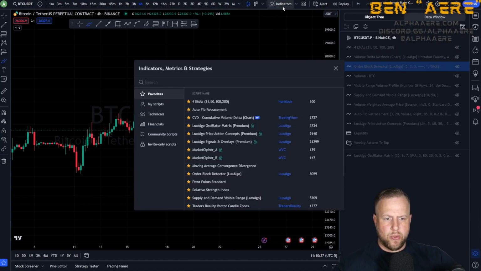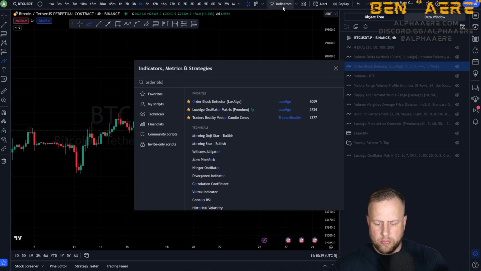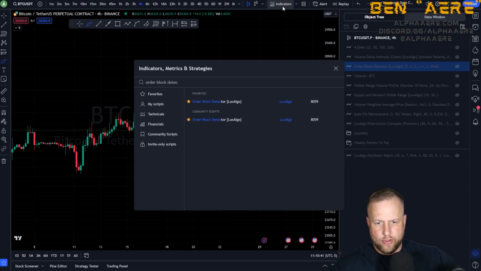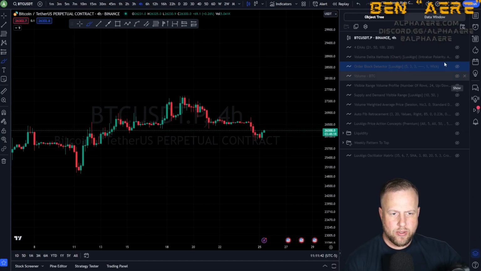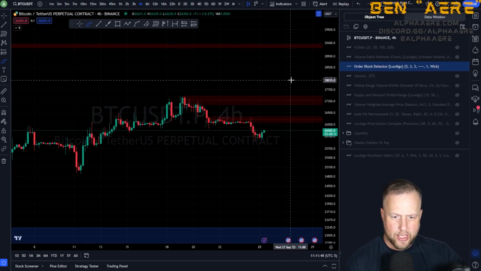The next indicator we're going to talk about is Order Block Detector from Lux Algo. Favorite it, add it to your chart. This is another free indicator. So far, everything we've talked about is free. Make sure you're in your object tree. Make sure everything else is turned off, right? Hit the little eye there for visibility and only turn on the order block detector.